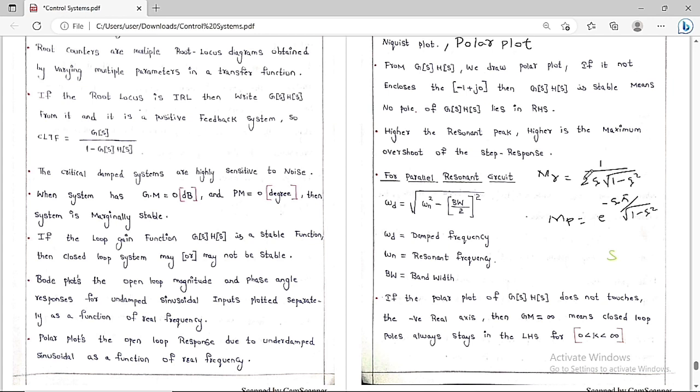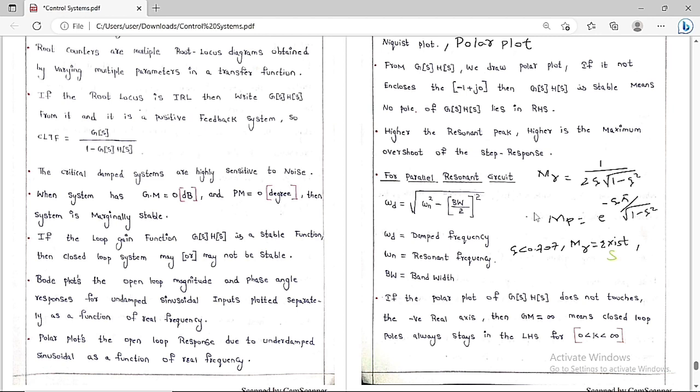So this resonant peak belongs to the frequency domain specification, whereas this Mp belongs to the time domain specification. And I have already told you one important point: whenever zeta is less than 0.707, then the resonant peak exists. It is going to exist.